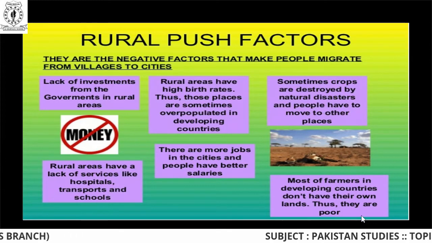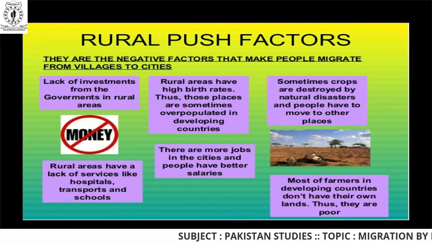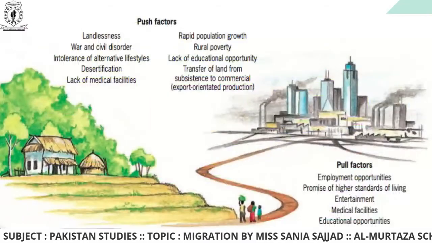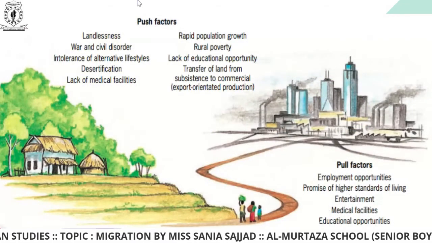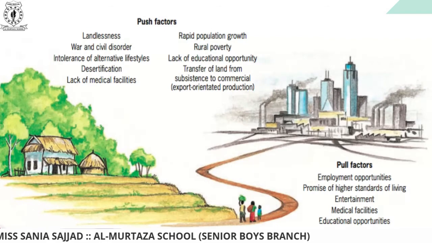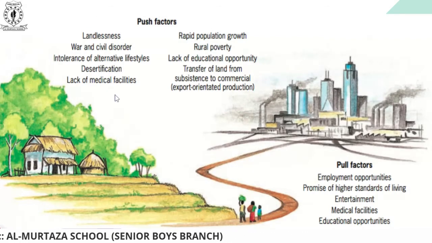Most of the farmers in developing countries don't have their own land, so obviously they have to pay for the damage as well. So the point is, from where do they pay for the damage if they do not have that many resources, even the amount to pay the expenses as well?